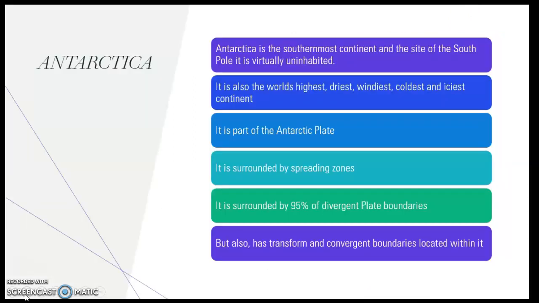Antarctica. Antarctica is the southernmost continent and home of the South Pole, but it's virtually uninhabited. It's also the highest, driest, windiest, coldest, and iciest continent. It is part of the Antarctic plate. It's surrounded by spreading zones, and 95% of its plate boundaries are divergent boundaries, but it does have transform and convergent boundaries located within it as well.